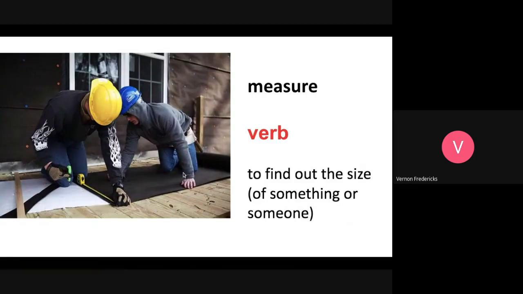Okay. The next word is measure. Measure is a verb. If you can look at the picture there, students, you will see there are two men and they have a measuring tape. It is to find out the size of something. How big is it? How small is it? Okay. Do they need more space?